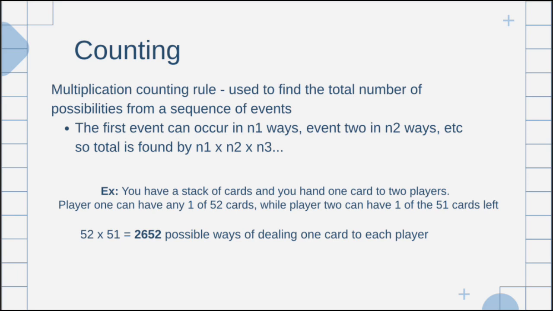An example of this would be having a stack of cards and dealing 1 card out to each player. The first player can have any one of 52 cards because there's 52 cards in the deck, but then player 2 can only have 1 of 51 cards because obviously 1 card has already been given to the first player. So to find all the possible ways of dealing out these cards, you would take 52 multiplied by 51, and that would equal 2,652.